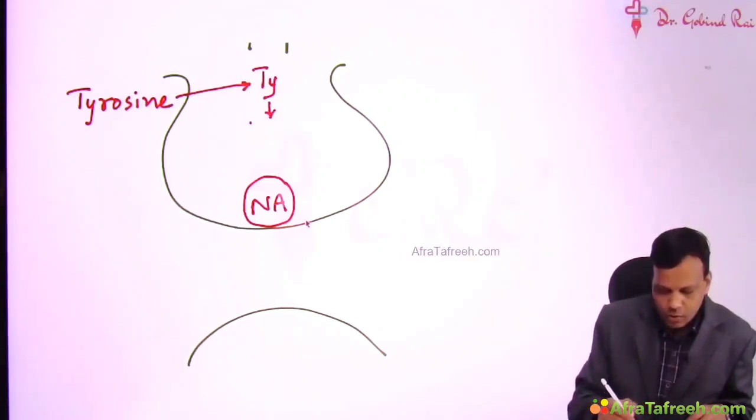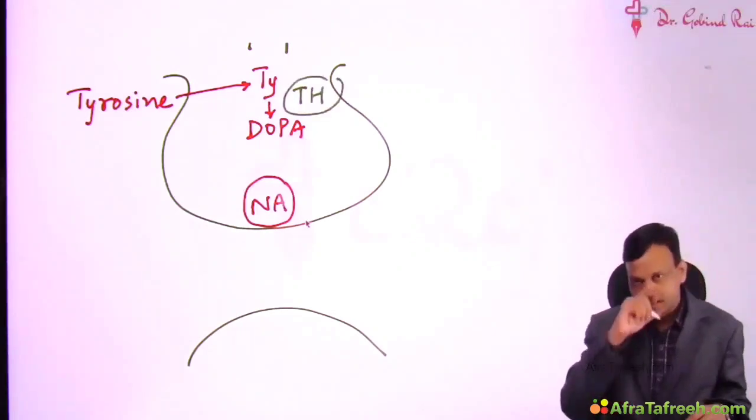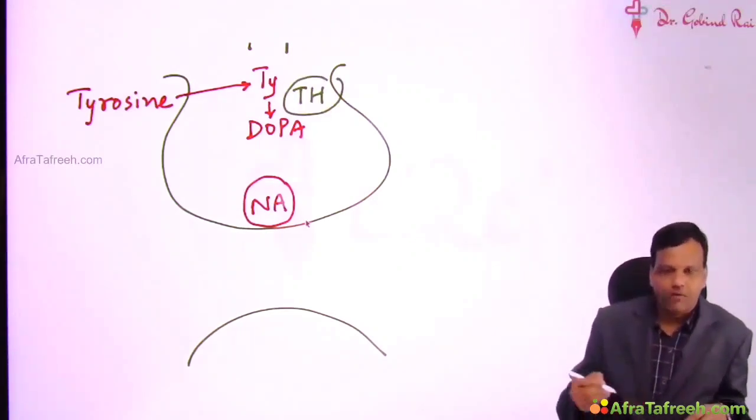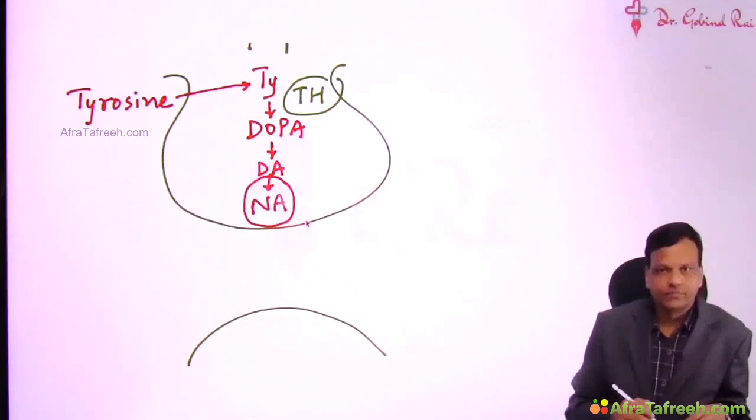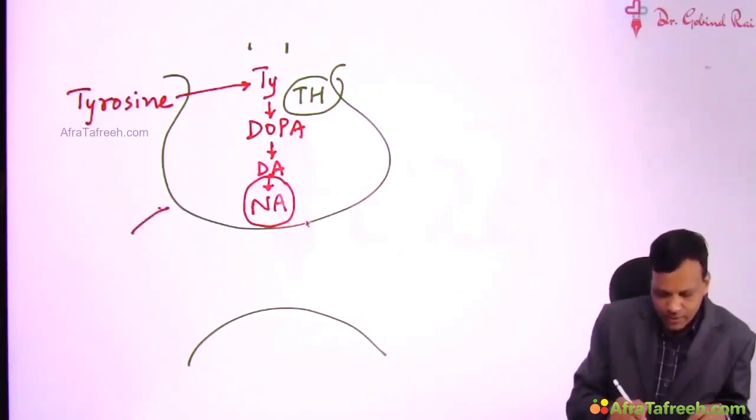This is converted to dopa with the help of an enzyme called tyrosine hydroxylase. Tyrosine hydroxylase is the rate limiting enzyme in the formation of noradrenaline. Now this dopa is converted to dopamine, and dopamine will enter the vesicle and form noradrenaline. This noradrenaline is stored in the vesicle. So whenever a nerve impulse comes, noradrenaline is released in the synapse.